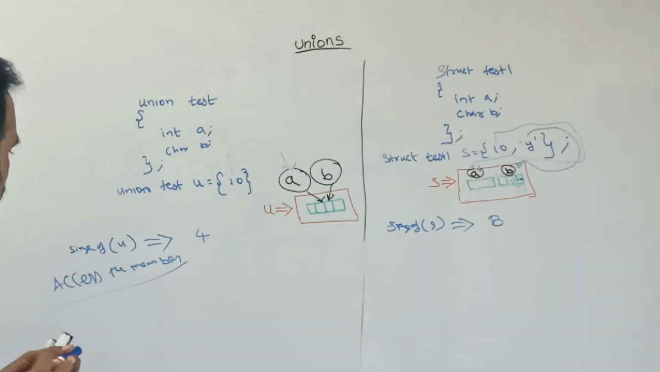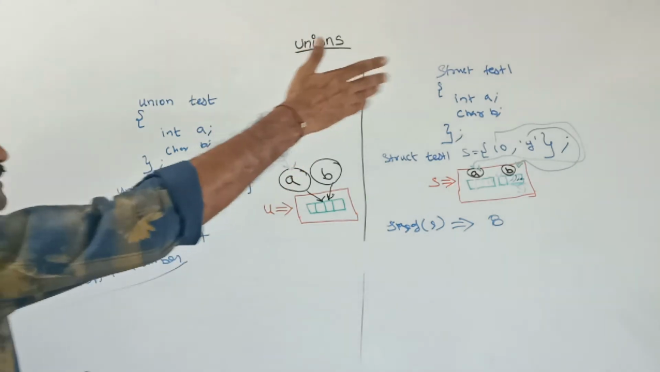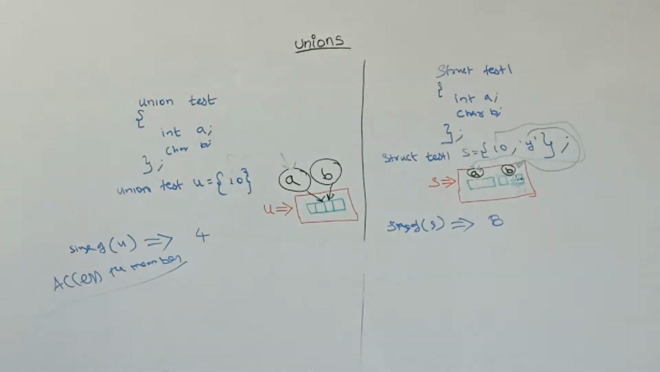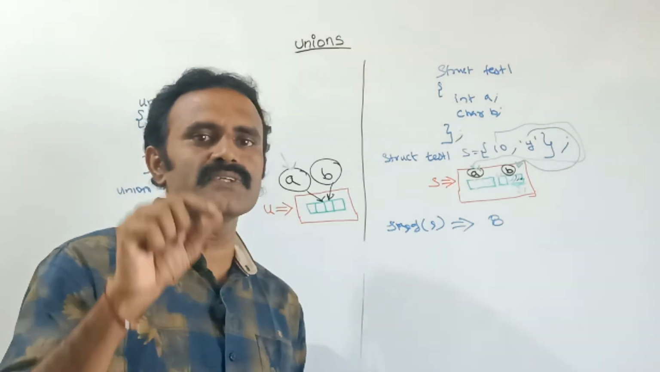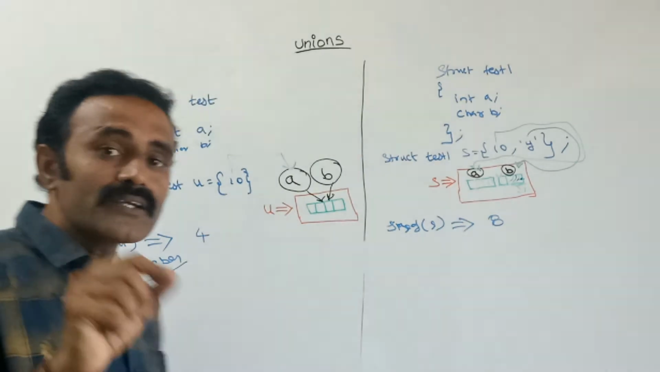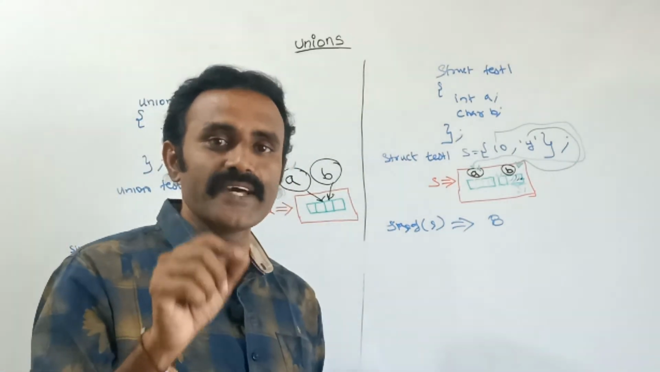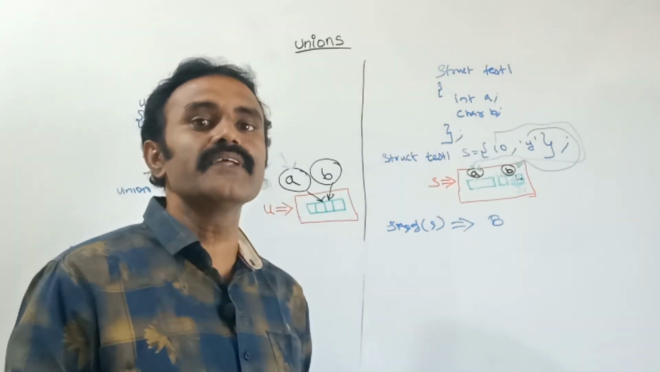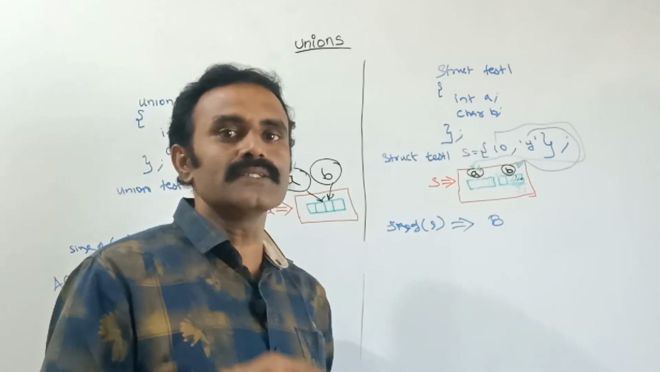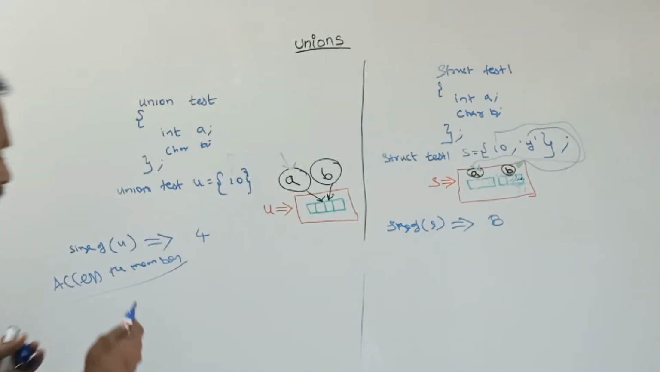Here, accessing the member is the same as in a structure. Suppose if we want to give some values or retrieve some values, we can access the member by using the dot operator. First, the union variable name. After that, you should give the dot operator. Next, we can give the members. So here we can give the values like this.